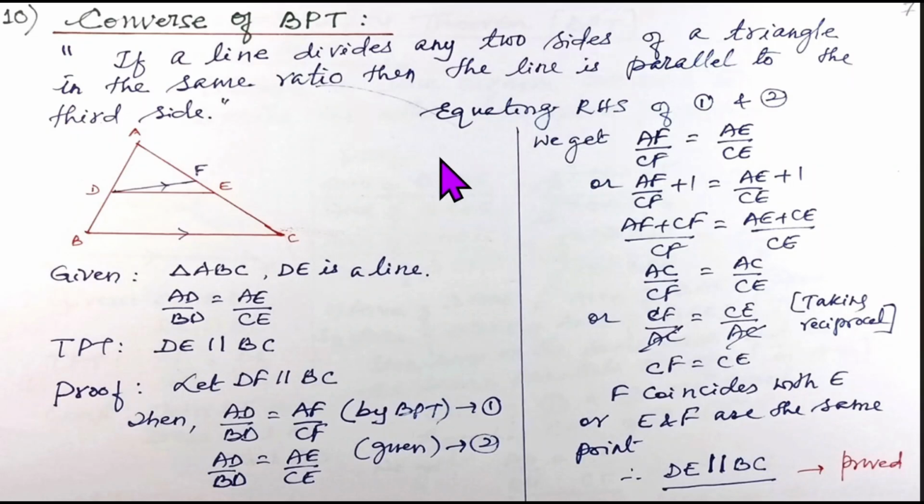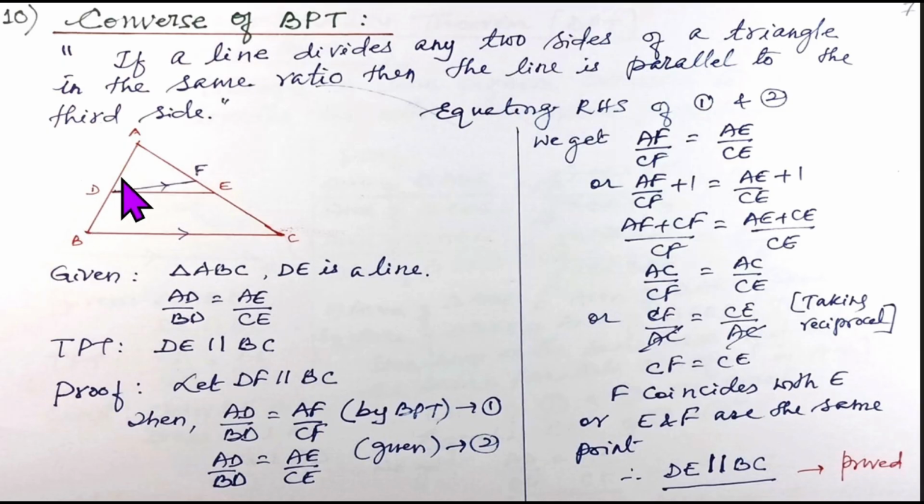Now the converse of BPT states that if a line divides any two sides of a triangle in the same ratio, then the line is parallel to the third side. Now what does this mean to us? We have been given a triangle ABC, and DE is a line such that AD upon BD is equal to AE upon CE. That means the line DE divides the two sides AB and AC in the same ratio. If that is correct, then DE is parallel to BC. That is exactly the statement.